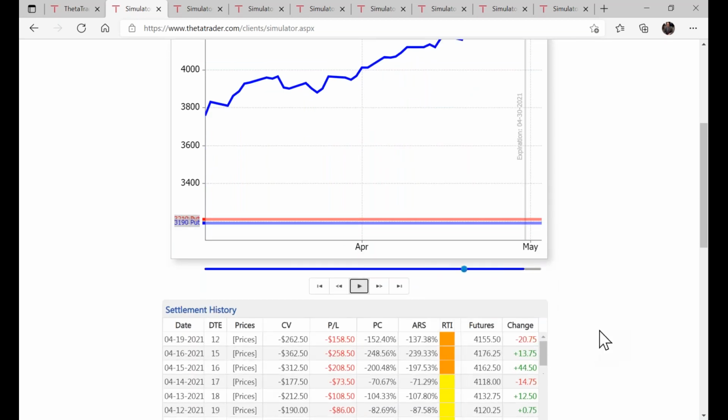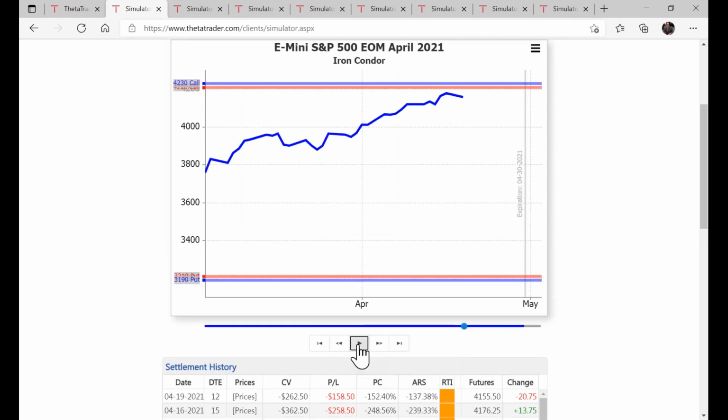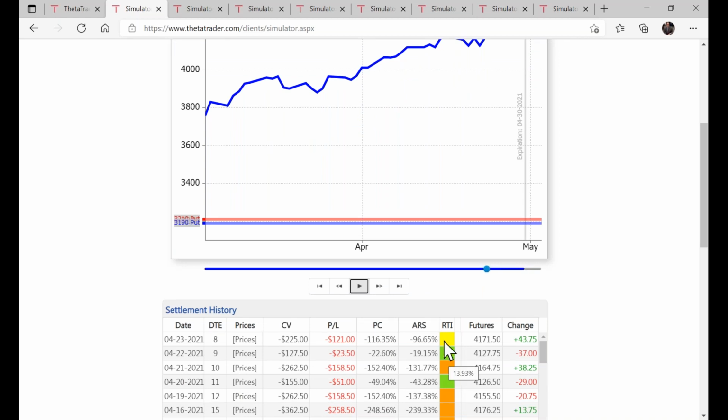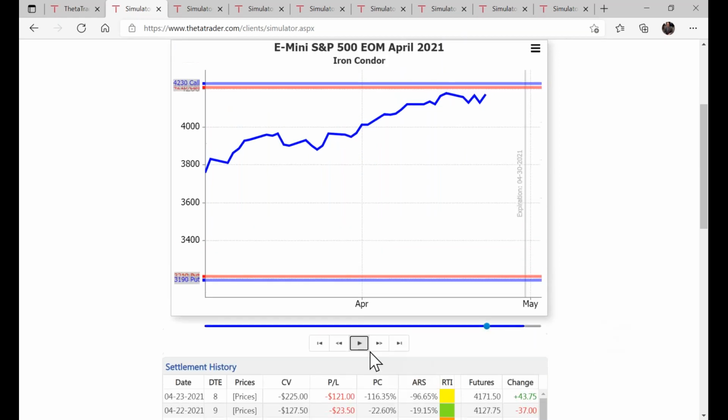And now it's orange, which is an even higher elevation of risk. You can see the P&L on the trade is starting to lose money now. And it turns green again, back to orange, green, back to yellow. And then it turns red. Too much risk, get out of the trade, take your loss and move on.